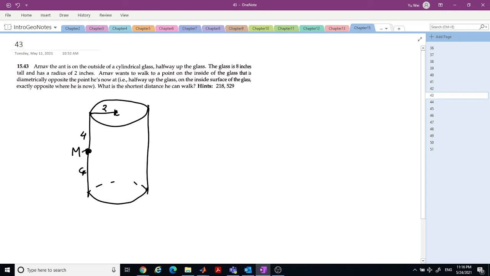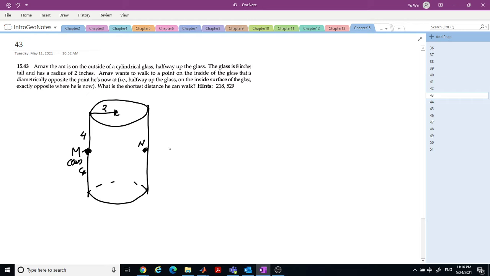So this is outside. Okay, so this is the ant. He wants to climb to the inside of the glass that is diametrically opposite to the point of the ant. So it's diametrically here, but it's inside. So you can see from outside to the inside, you must climb over the glass, right? You must go inside, then around the surface go here.